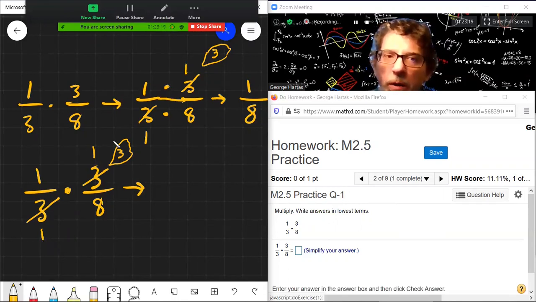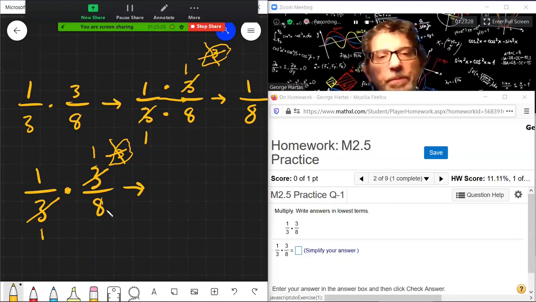Okay, so we can cross this out. We don't need it anymore, right? Cross that out, don't need it anymore. Now we should also look diagonally this way.